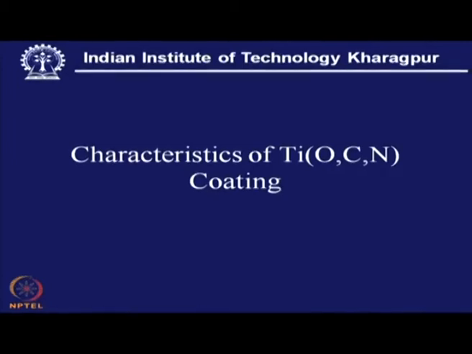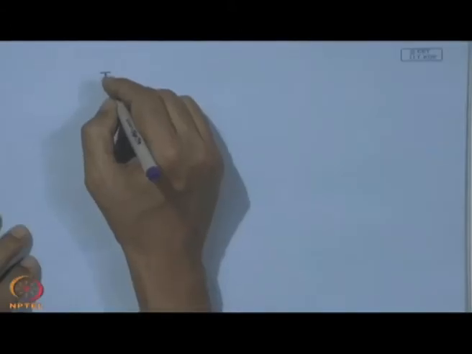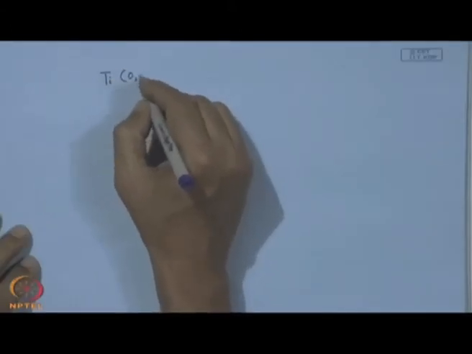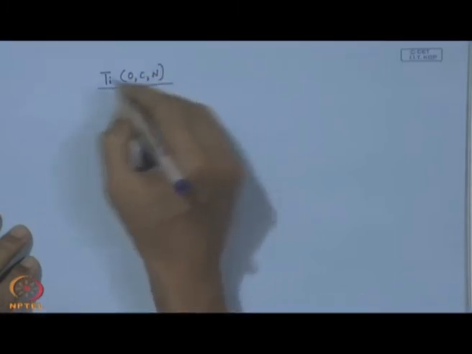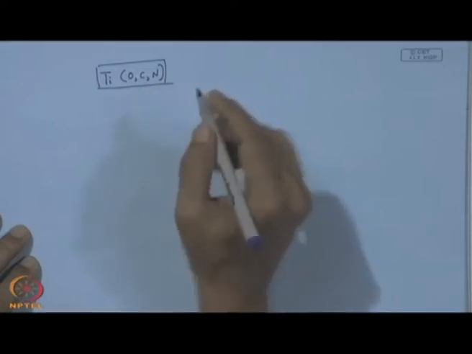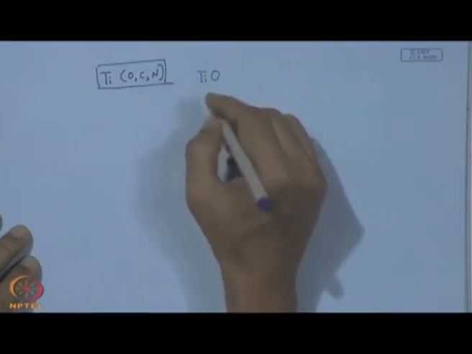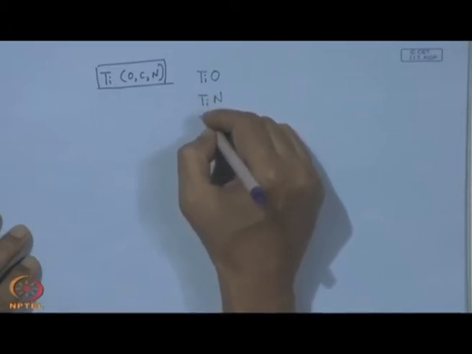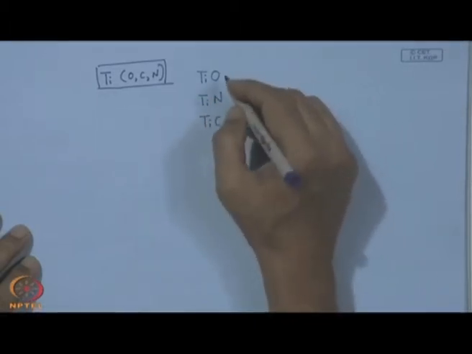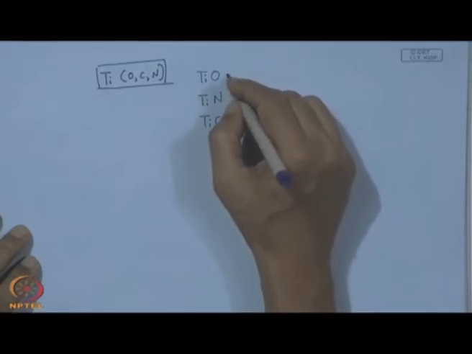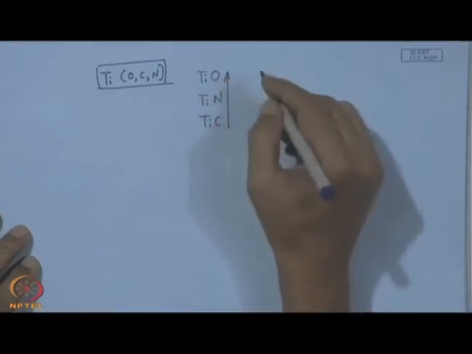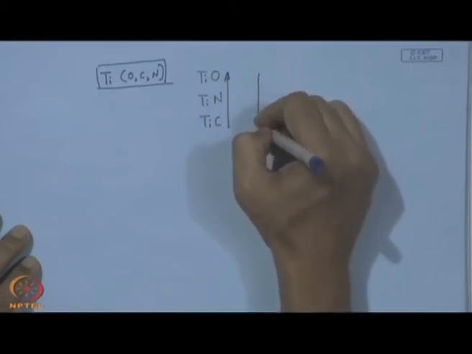Now, this concept of putting carbon and nitrogen together can be extended to also incorporating oxygen, and here we get titanium oxycarbonitride. The whole idea behind this combination is that TiO, TiN and TiC, in terms of chemical stability, this is the order. In terms of hardness, this is the order.